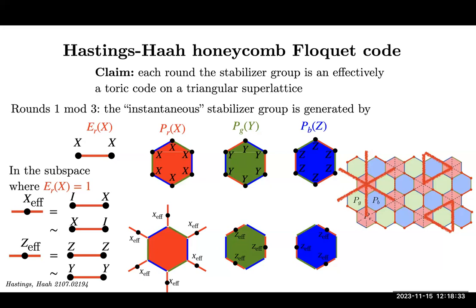But now if we look at these operators, you can see that, for example, for the red operator, which is a bunch of X's around the red plaquette, the edges pointing out of this red plaquette are red edges.